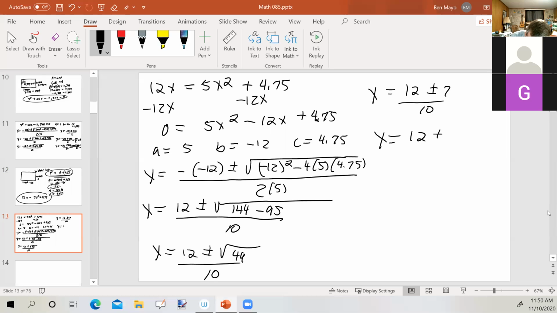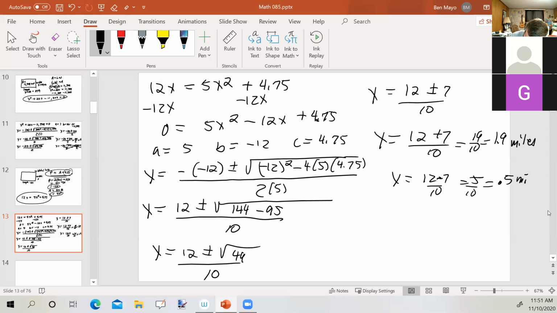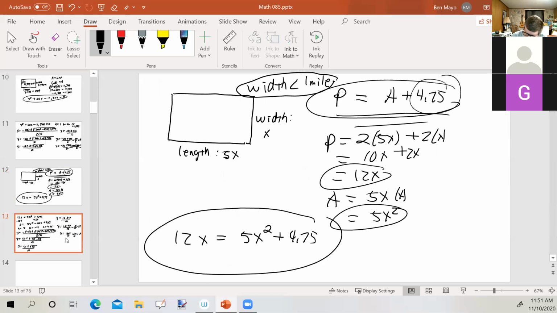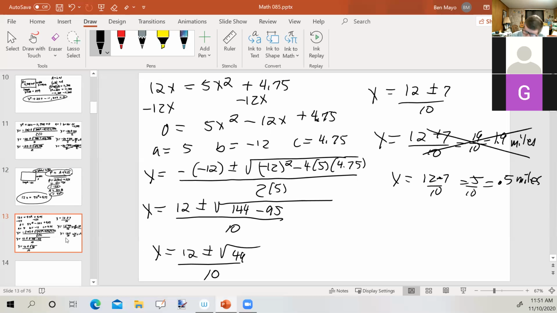x equals 12 plus 7 over 10 or 12 minus 7 over 10. So this would be 19 over 10, which is 1.9. This would be 5 over 10, which is 0.5. Now, we're talking units of miles. We have two positive answers. They're both solutions to the equation, but recall that it said the width was less than 1 mile. So that's why we would throw out the 1.9 miles answer.